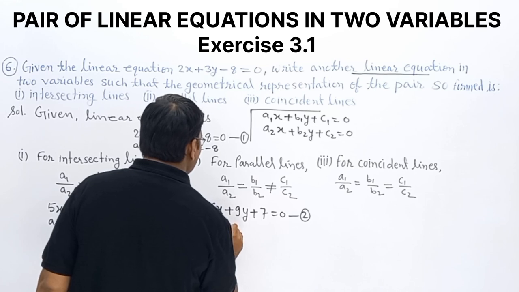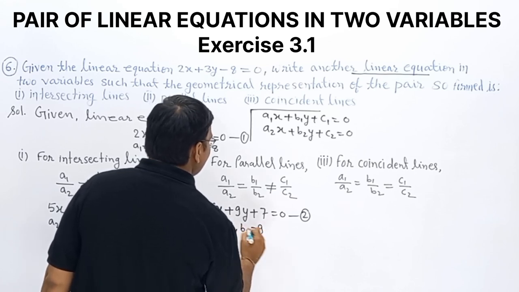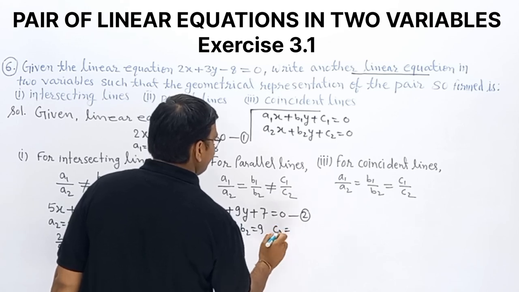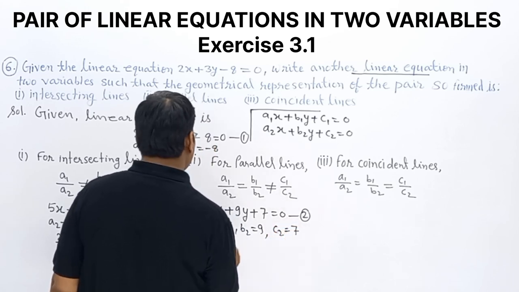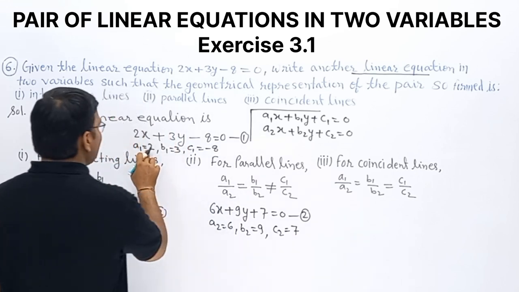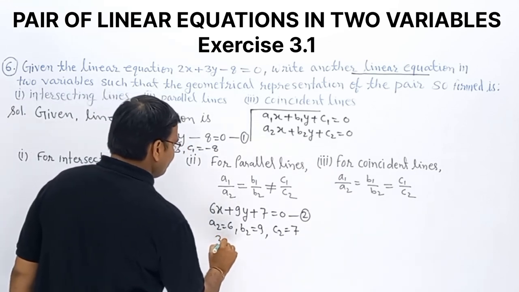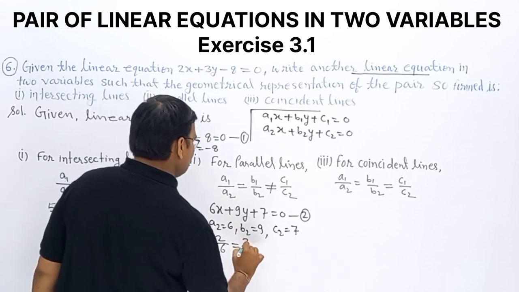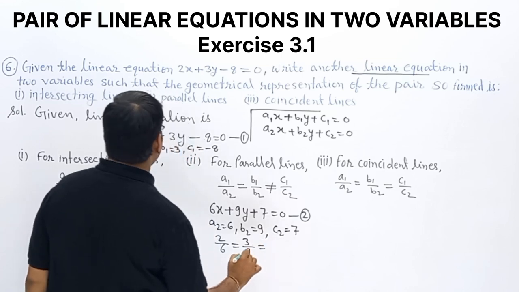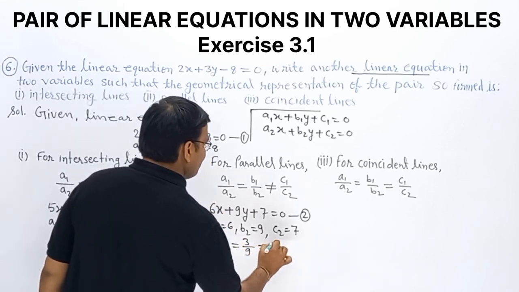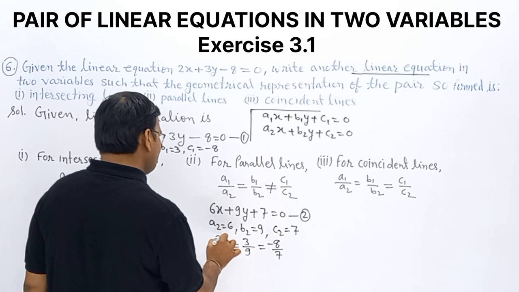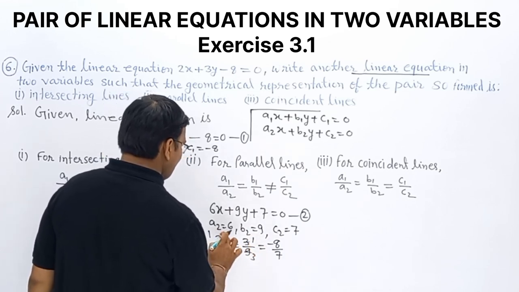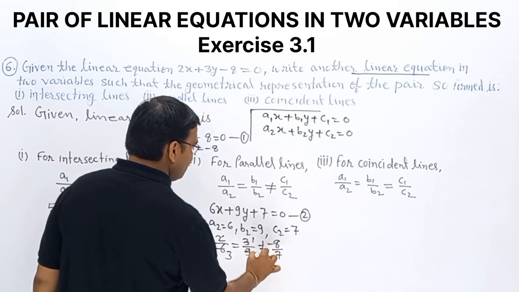Now in this, a2 equal to 6, b2 equal to 9 and c2 equal to 7. Now the ratio a1 upon a2: a1 is 2, so 2 upon 6 equal to b1 upon b2, which is 3 upon 9, and c1 upon c2 is minus 8 upon 7. Now this ratio is 1 by 3 equal to 1 by 3, so a1 upon a2 equals b1 upon b2, but this is not equal to c1 upon c2.